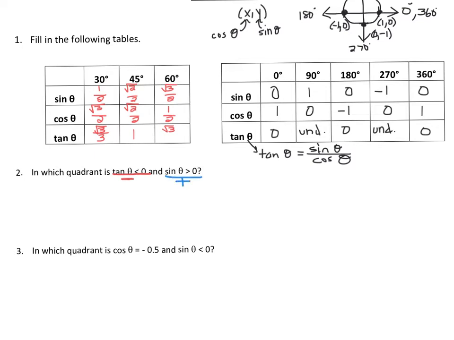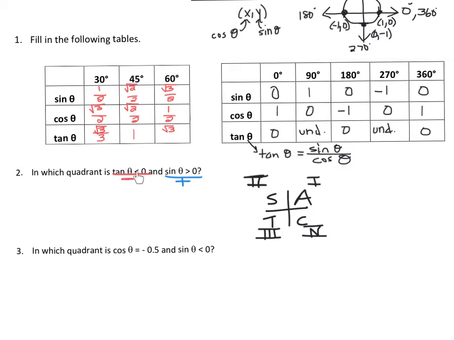All right, well, let's think about All Students Take Calculus. What that means is in the first quadrant, all is positive. All 3 trig functions, sine, cosine, and tan. In the second quadrant, sine is the only one of those 3 trig functions that's positive. Over here in the third quadrant, the T stands for tan. Tan is the only one of those 3 trig functions that's positive. And then in the fourth quadrant, there's a C, which means cosine is the only one of those 3 trig functions that's positive.